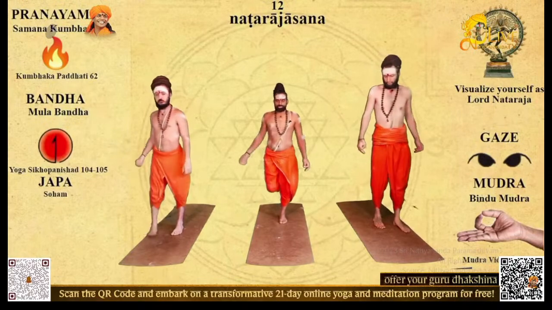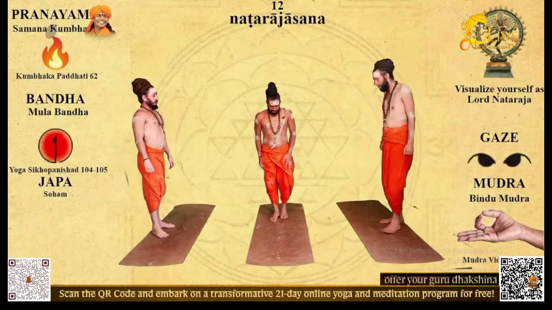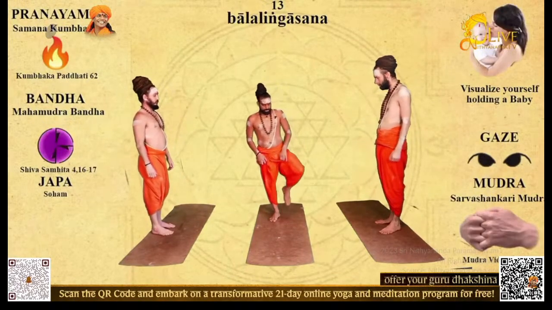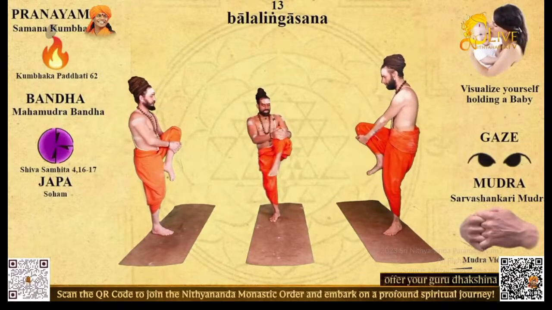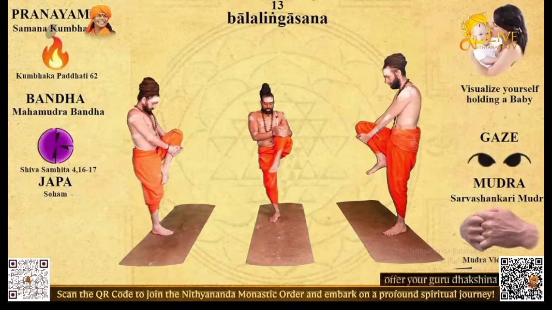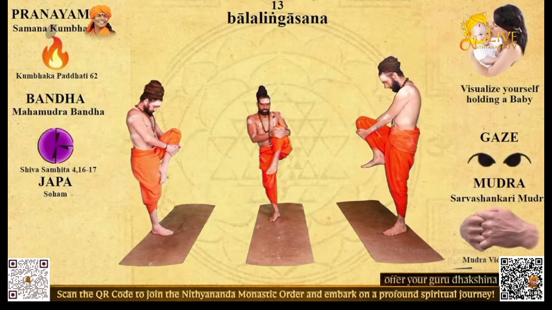Now relax. The next asana is Balalingasana. As we stand on the right leg, bring the left knee and hold it with the interlaced hands in Sarva Shankari Mudra. Visualize you are carrying a baby as you engage all the three bandhas.